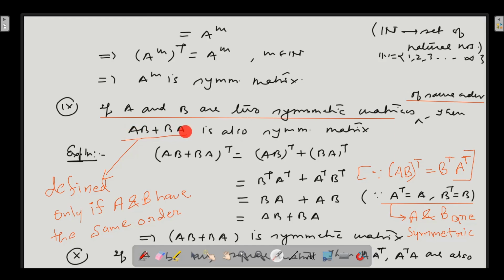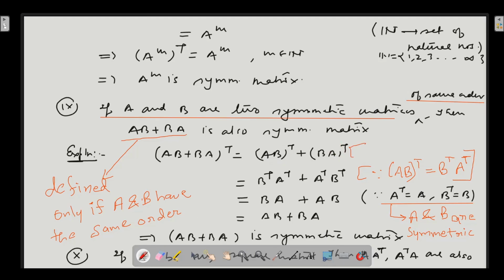If we prove that its transpose will be equal to the same matrix, then it will be symmetric. Okay, so AB plus BA whole transpose, let us take. Now AB plus BA whole transpose is equal to AB whole transpose plus BA whole transpose.